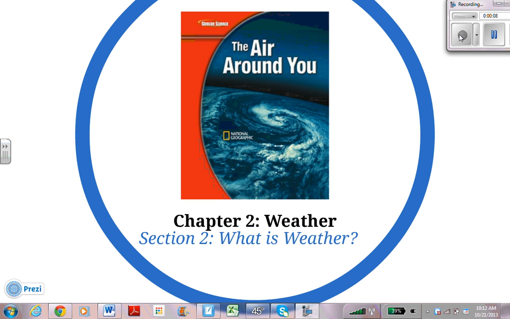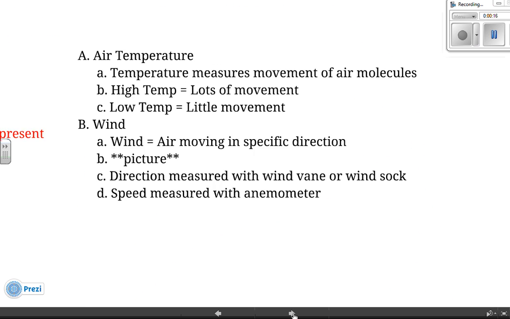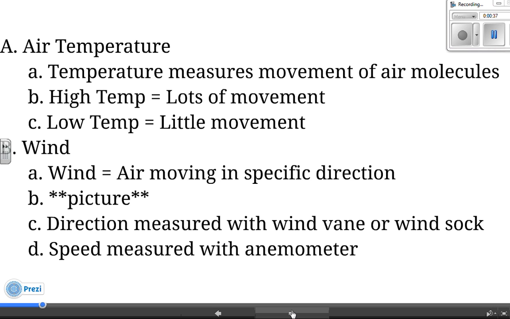Okay, we're going to continue our study of what is weather with pages, I believe it's 38 and 39. You left off on your outline from Thursday with air temperature and wind. We need to draw this picture. Remind me in the morning that we need to draw this picture of how the air molecules move if the temperature is hot or cold, because that is what we're going to look at today.